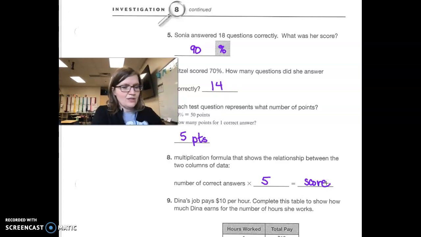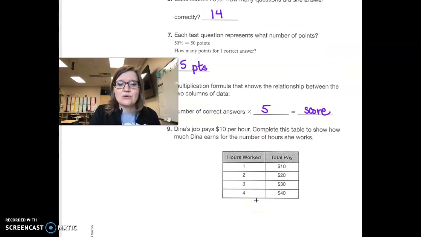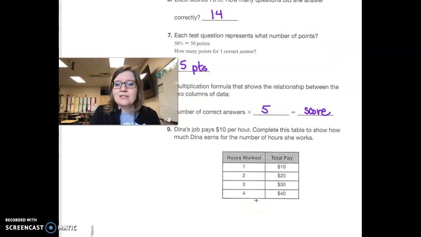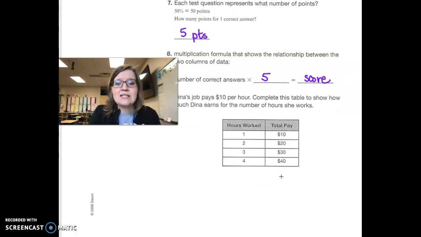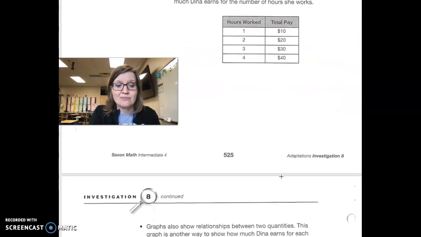Now, I'm moving on. Let's look at number 9. Dinah's job pays $10 per hour. Complete this table to show how much Dinah earns for the number of hours she works. So we have our table, 1 hour worked, $10. So I'm assuming that 2 hours, $20. So we can kind of think Dinah is making $10 an hour. Cool.